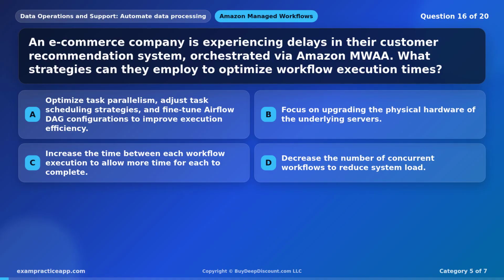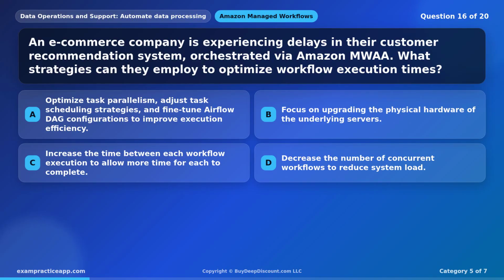Question 16. An e-commerce company is experiencing delays in their customer recommendation system, orchestrated via Amazon MWAA. What strategies can they employ to optimize workflow execution times?